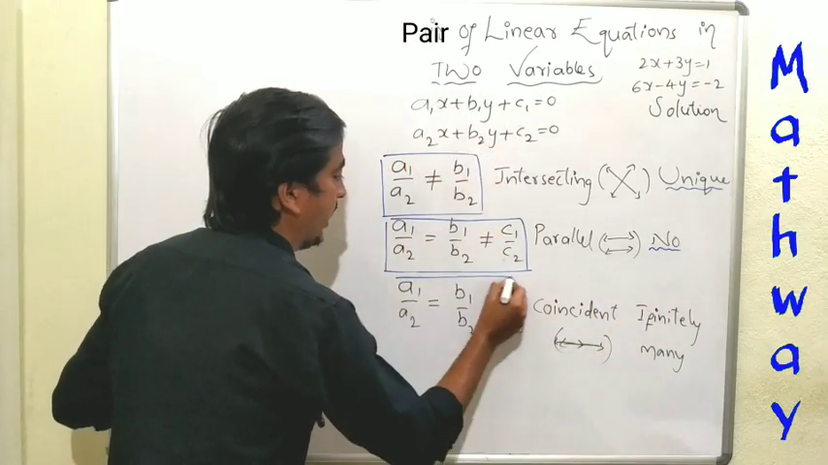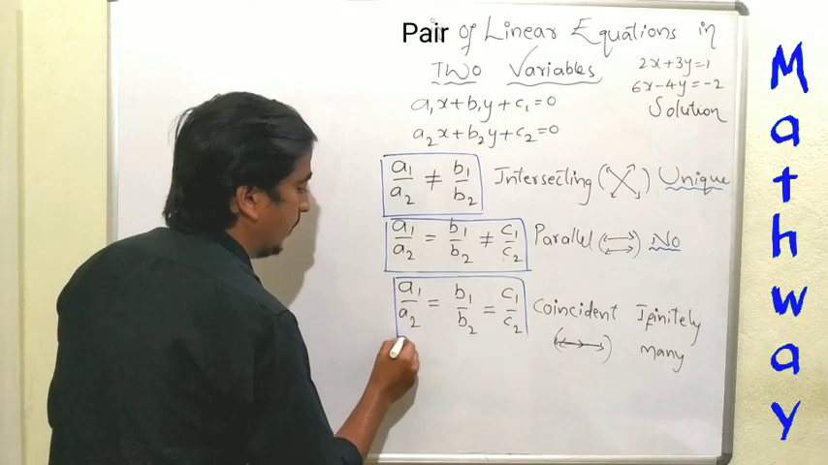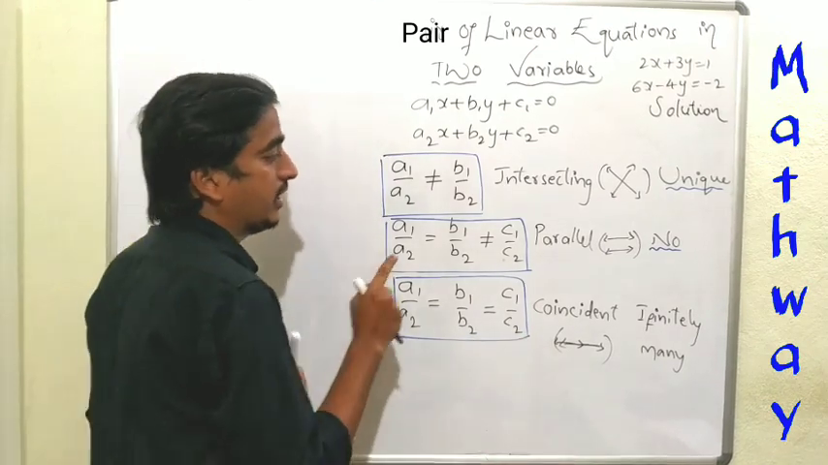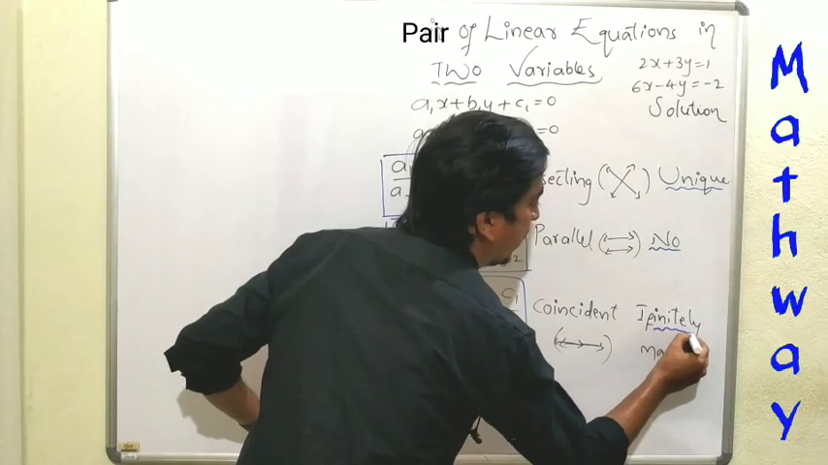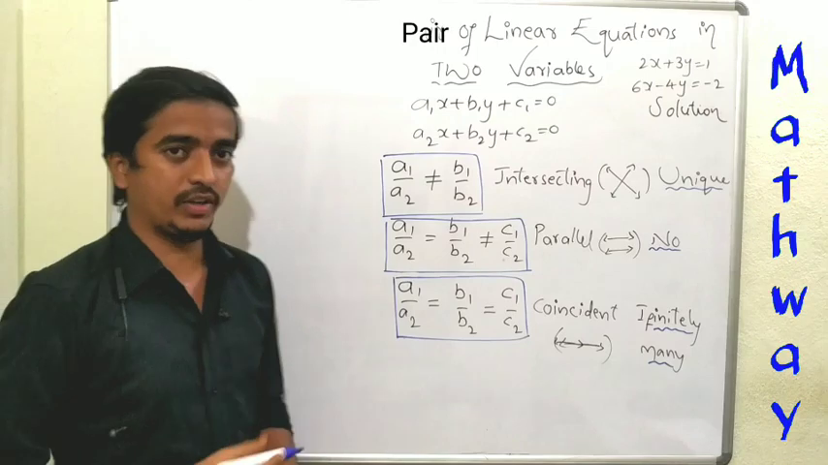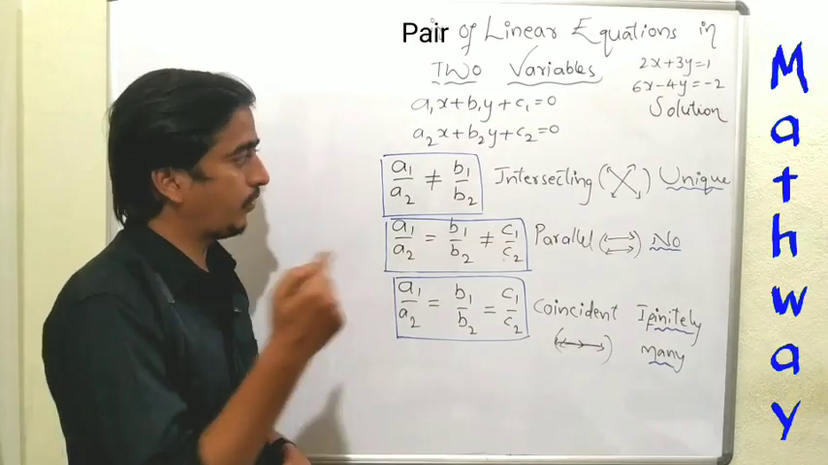Next, if all three are equal, a1 by a2 equals b1 by b2 equals c1 by c2, then the lines are coincident. They have infinitely many solutions. Very important topic, this one. You can expect one question from this topic.